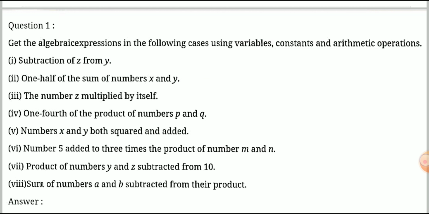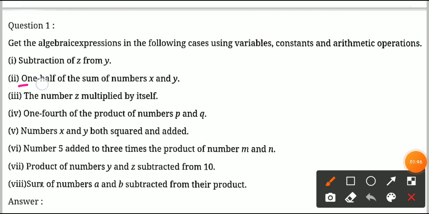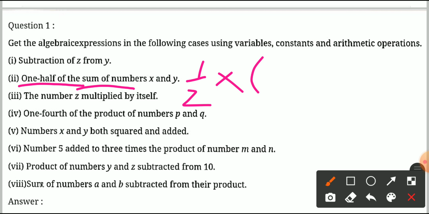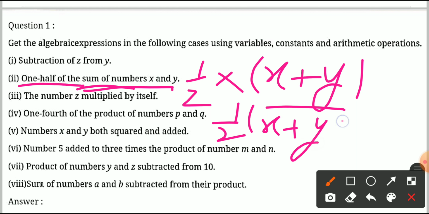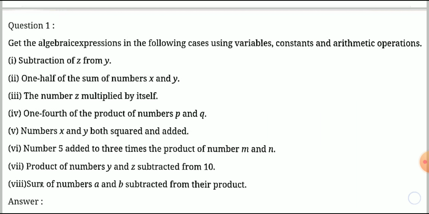Half of the sum of number x and y. Half of the sum, it means half. In of we are doing multiplication. The sum of x and y. Half of the sum of number x and y. It means we need to do half of the sum of x and y. This is the answer: 1 by 2 (x plus y). Simply you can do like this. Now see the third one.